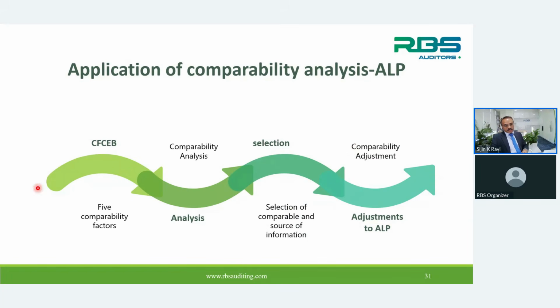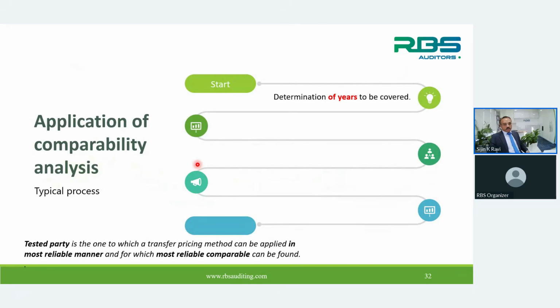We have already discussed the 5 comparability factors, and now we are going to discuss the comparability analysis. The second one is the comparability analysis. The first step is the determination of years, which years you are going to compare, after the 5 factors are compared.